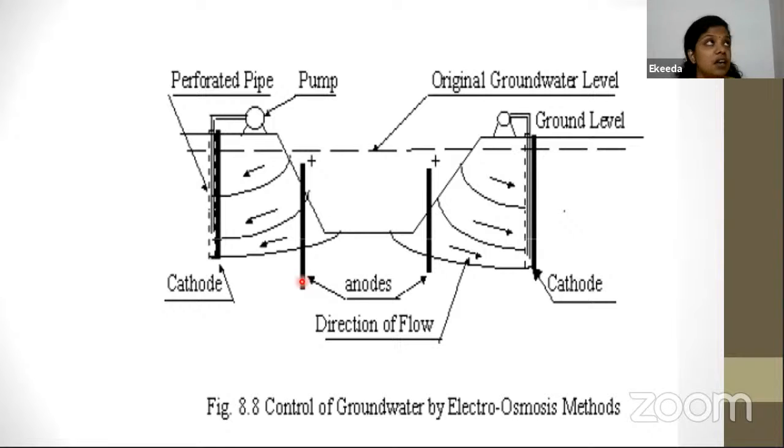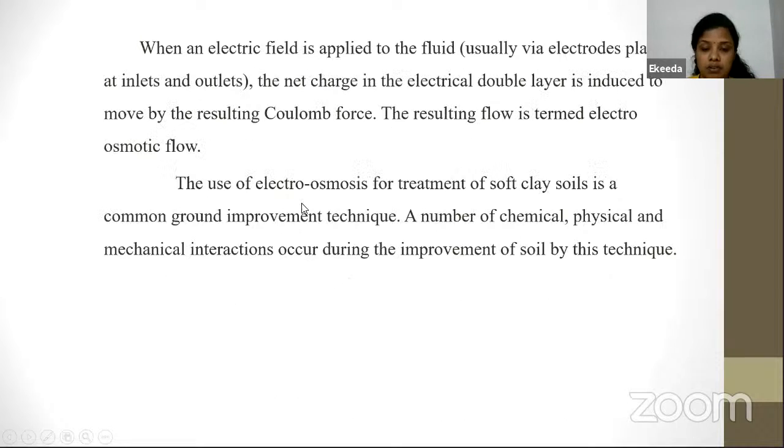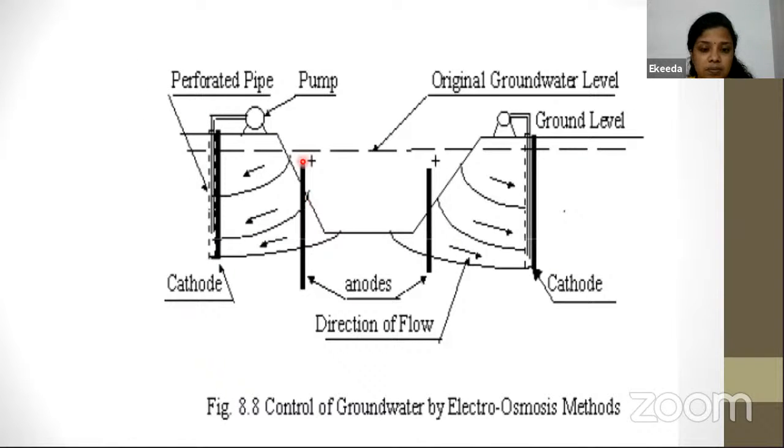So this is how we can install this. This is the cathode and this is the anode. You can see the cathode is installed far away from the slope, whereas the anode is installed closer to the slope.